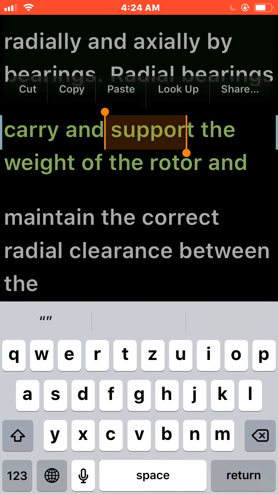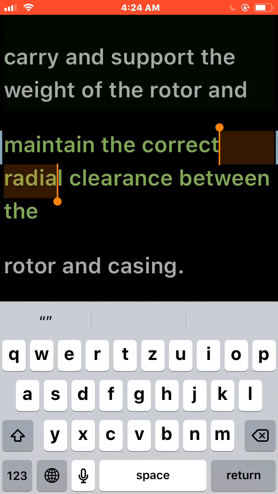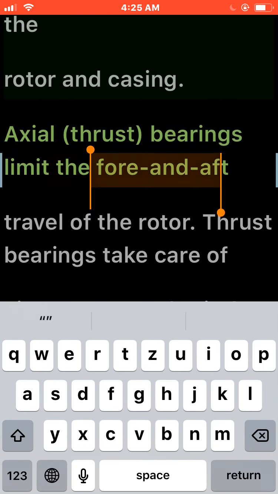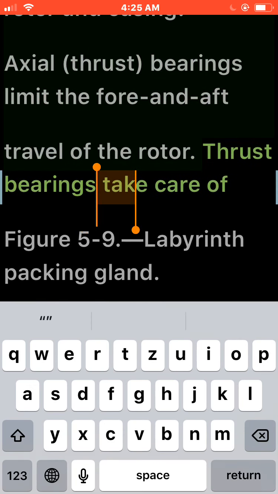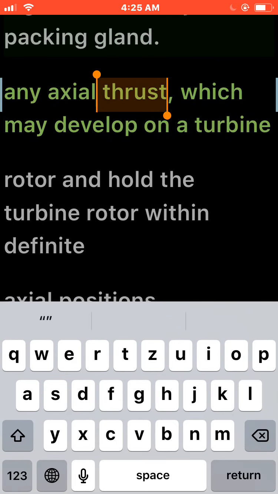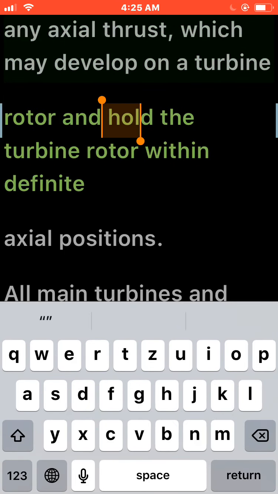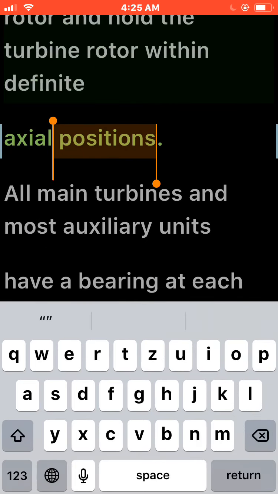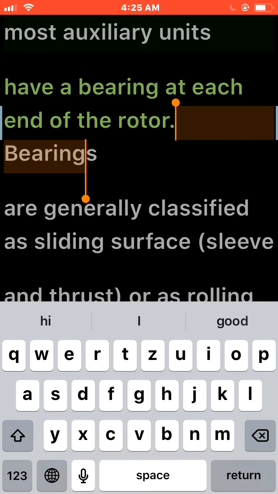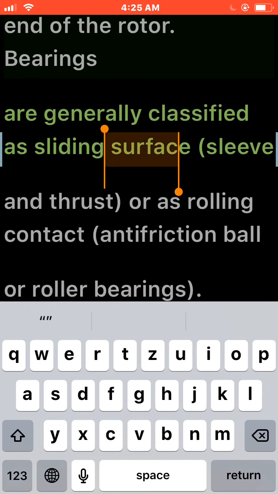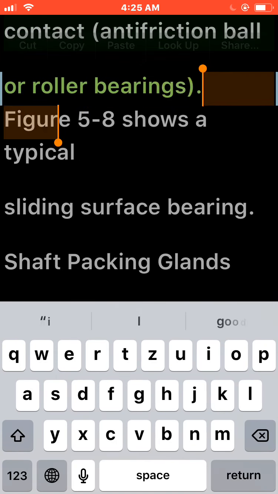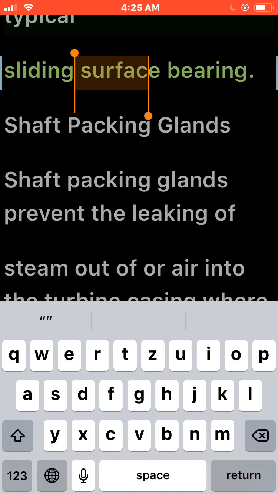Radial bearings carry and support the weight of the rotor and maintain the correct radial clearance between the rotor and casing. Axial thrust bearings limit the fore and aft travel of the rotor. Thrust bearings take care of any axial thrust which may develop on a turbine rotor and hold the turbine rotor in definite axial position. All main turbines and most auxiliary units have a bearing at each end of the rotor. Bearings are generally classified as sliding surface, sleeve and thrust, or as rolling contact, anti-friction ball or roller bearings. Figure 5-8 shows a typical sliding surface bearing.